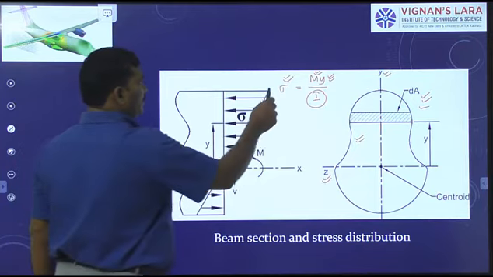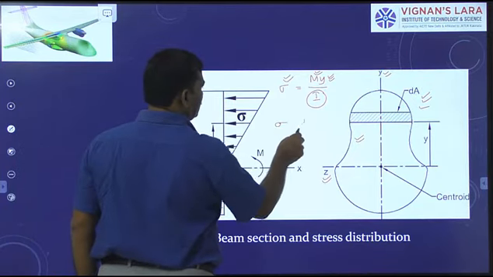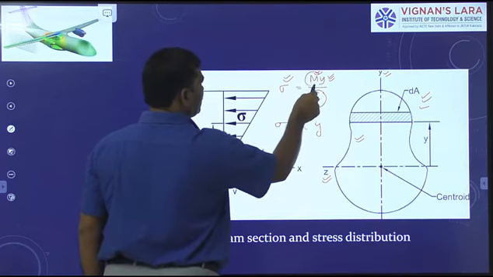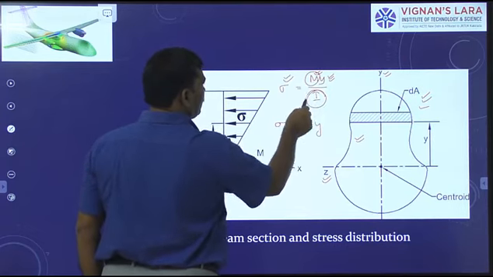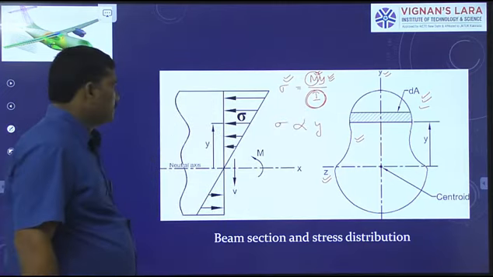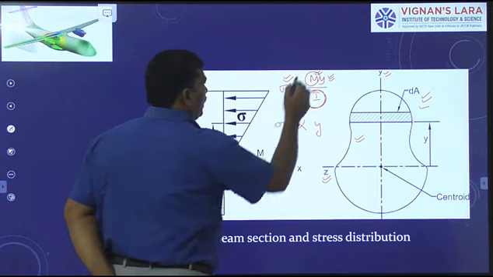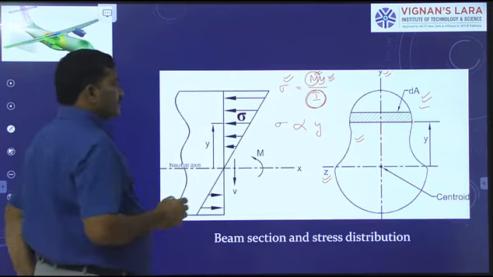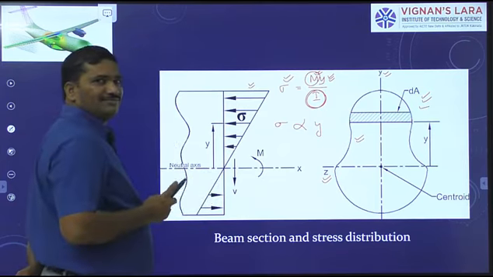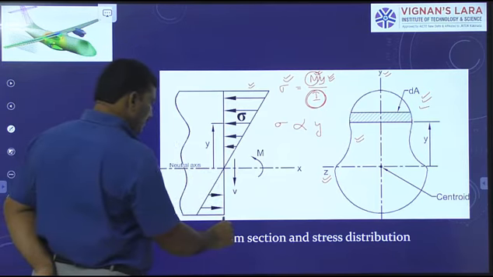Sigma varies proportionately with respect to y, because the bending moment acting on the section is the same and the moment of inertia is also constant. Therefore, you get a straight line. According to this expression, the normal stress is maximum at the outer fiber.